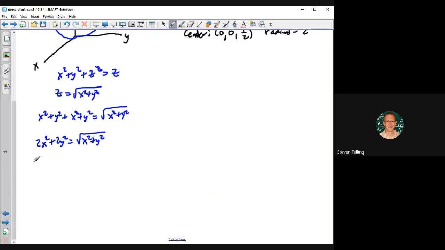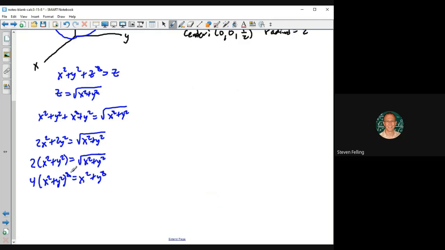Let's see. I could factor a 2 out here, and I would get x squared plus y squared, square root of x squared plus y squared, right? If I were to square both sides, would that help at all? Then I would have 4. No, that's not really going to help. I'm just trying to convince myself of where this goes without having to plot it, but I'm not seeing a real quick and simple way.